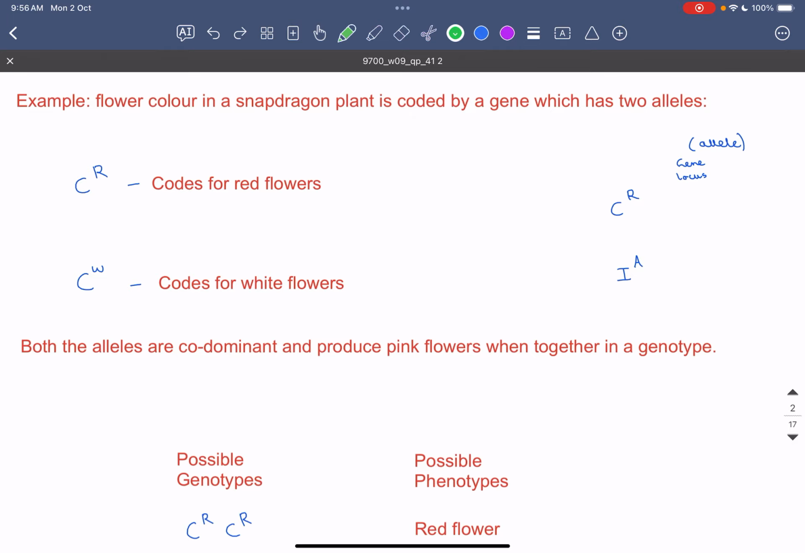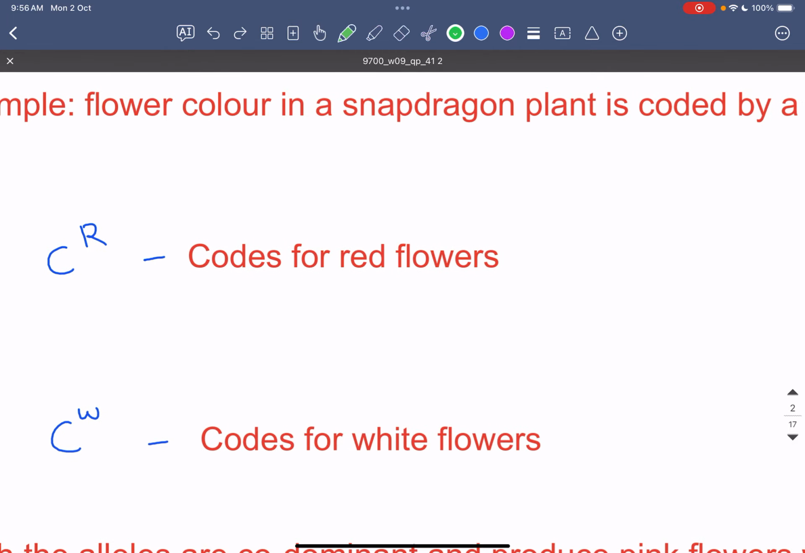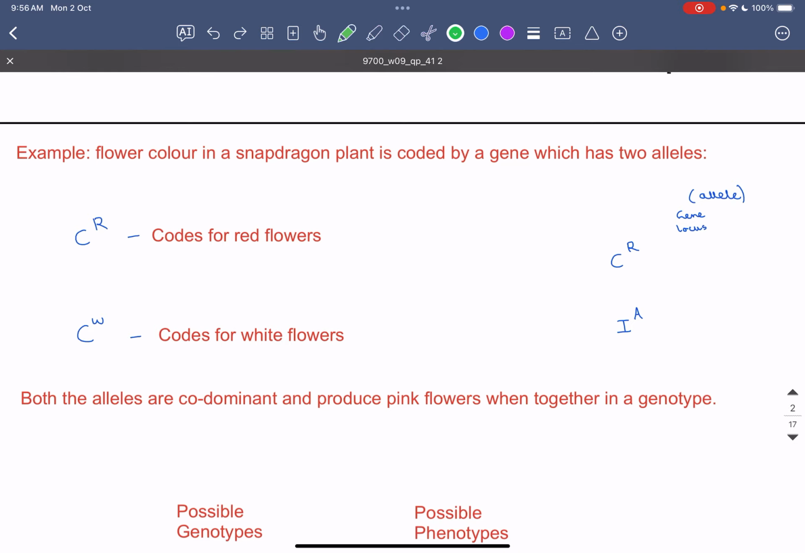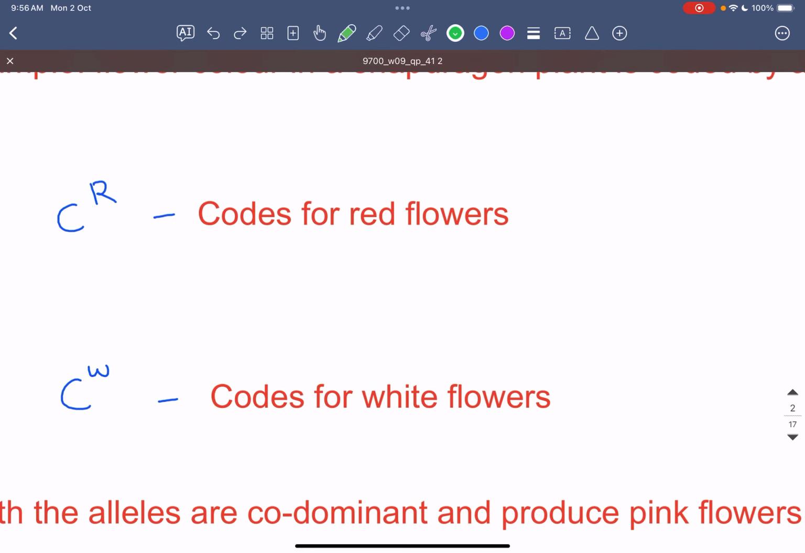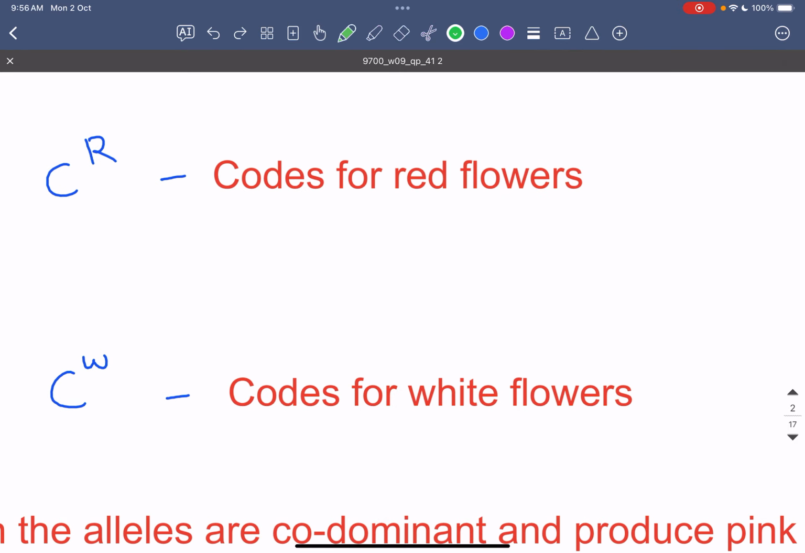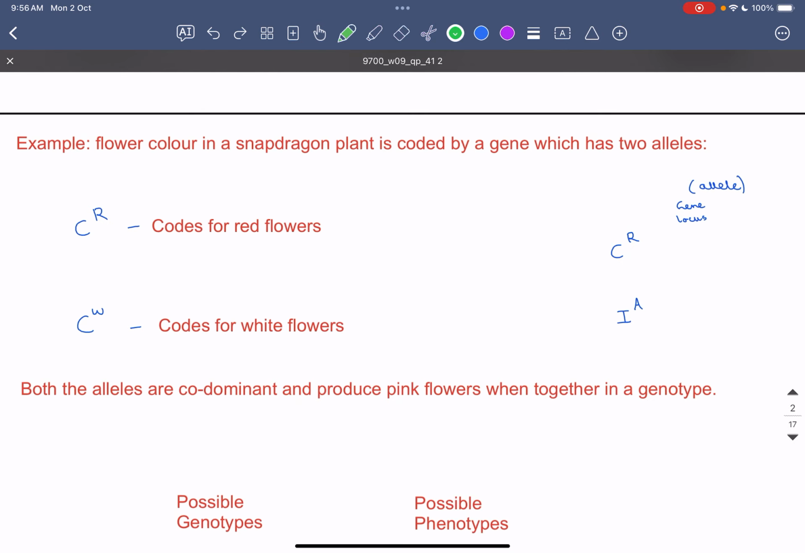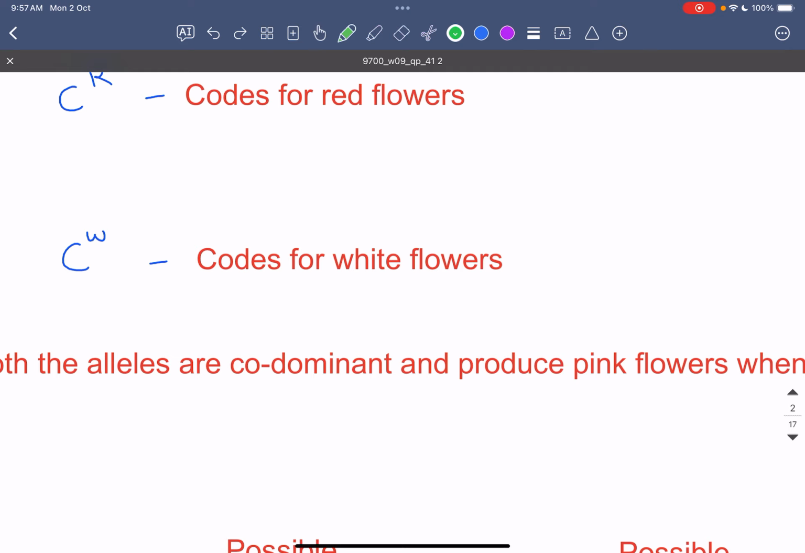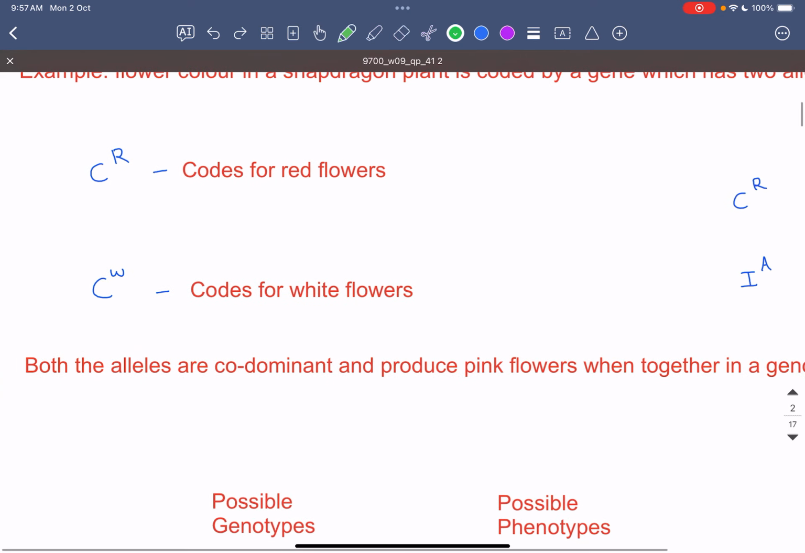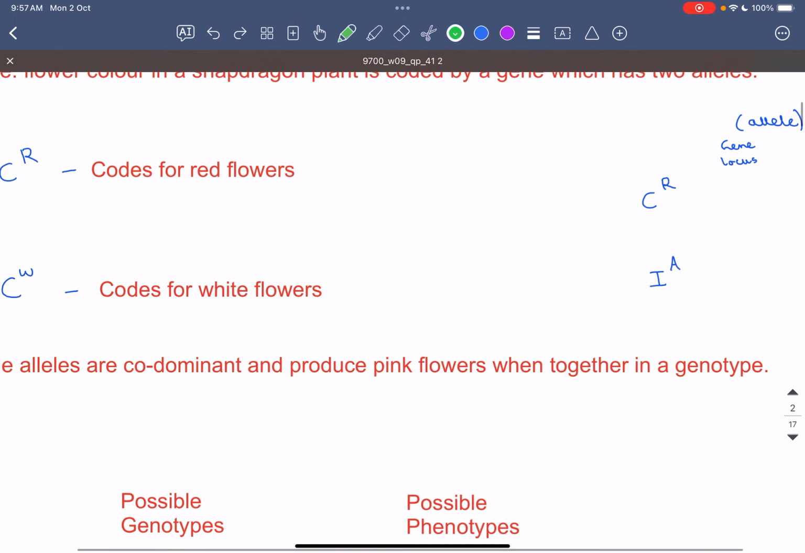For example, flower color in a snapdragon plant is coded by a gene which has two alleles, CR, which codes for red flowers, and CW, which codes for white flowers. And in the exam paper, the examiner will give you this description because you cannot tell the phenotype. So both the alleles are codominant and produce pink flowers when together in a genotype.